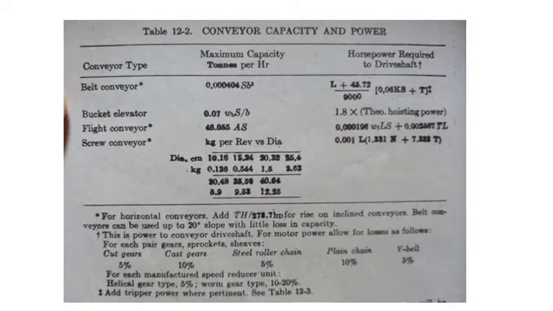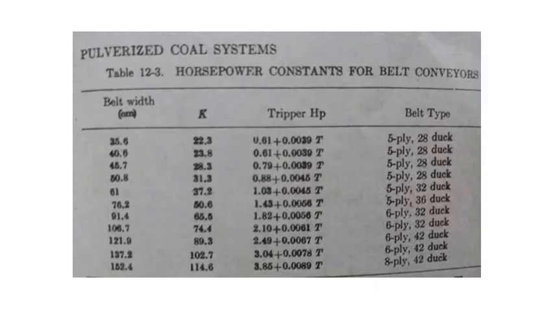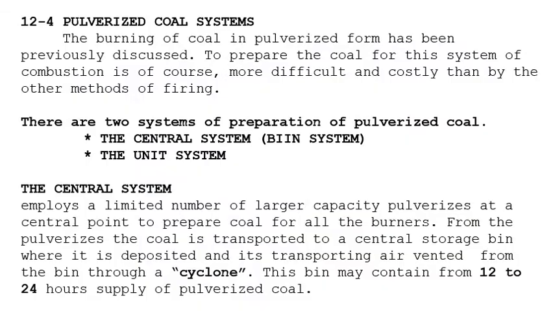So next would be Table 12-2, with the conveyor capacity and power. It has the conveyor type, maximum capacity in tons per hour, its unit, and horsepower required to drive the shaft. And the next would be the pulverized coal systems. So that is Table 12-3, horsepower constants for belt conveyors. It has the belt width in centimeters. So these are the choices: K, the triple HP, and the belt type. Next would be 12-4, pulverized coal systems.